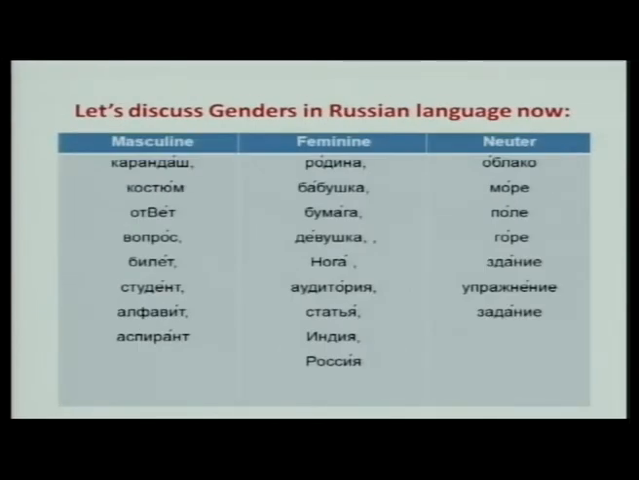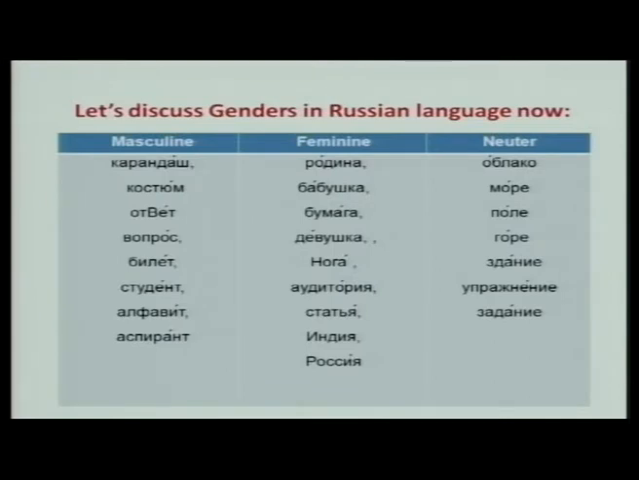Let's learn a few more such words. Masculine gender words: карандаш, костюм, ответ, вопрос, билет, студент, алфавит, аспирант. Feminine gender words: родина, бабушка, бумага, девушка, нога, аудитория, статья, India and Россия. Neuter gender words: облако, море, поле, горе, здание, упражнение and задание.